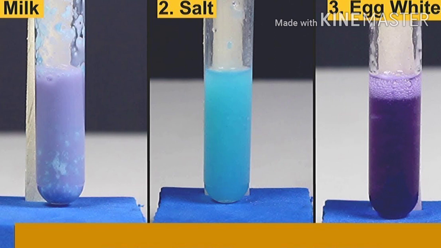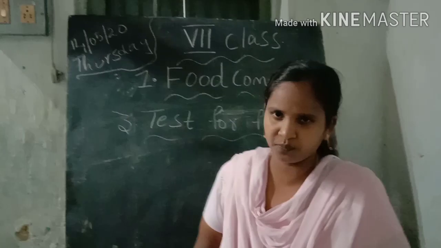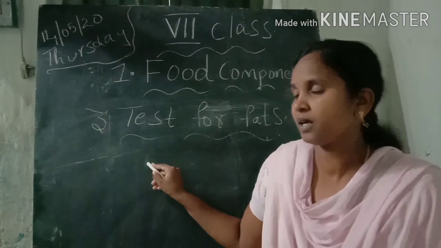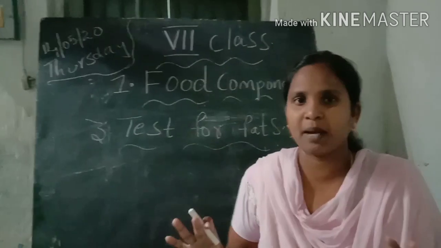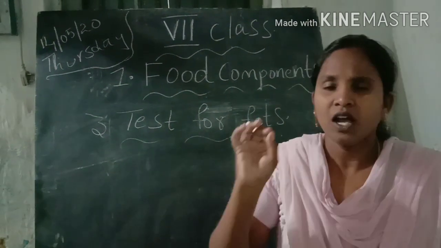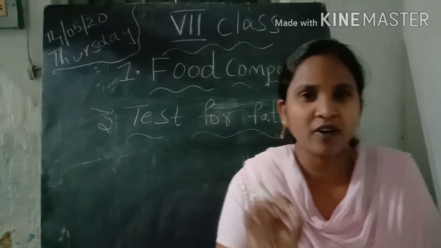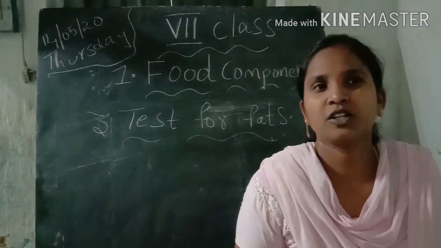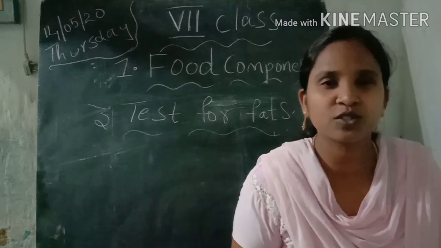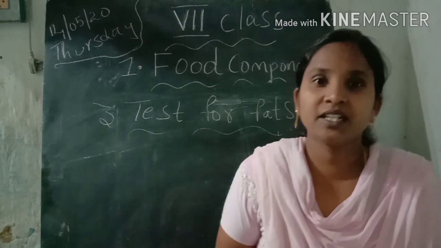Test for fats. This test we can do ourselves. It is a very simple test. We can do it at home. Take one piece of empty white paper, and pour 2 or 3 drops of oil onto the paper. If the paper changes to translucent, then it indicates the presence of fats in the given sample.